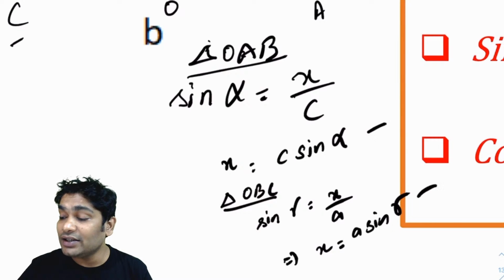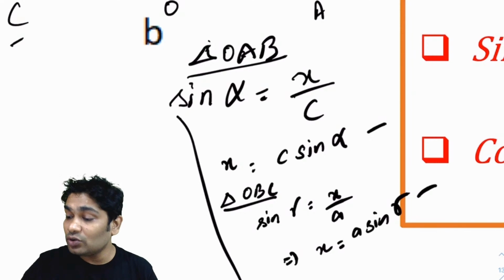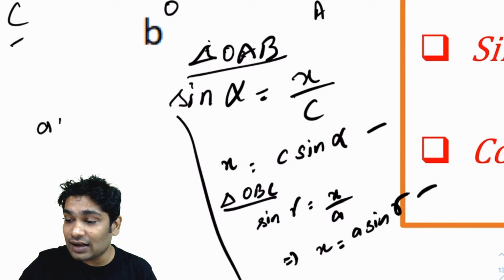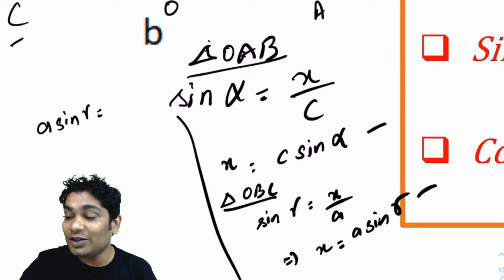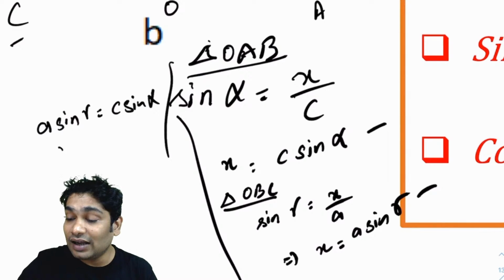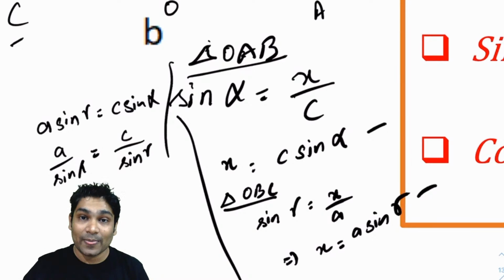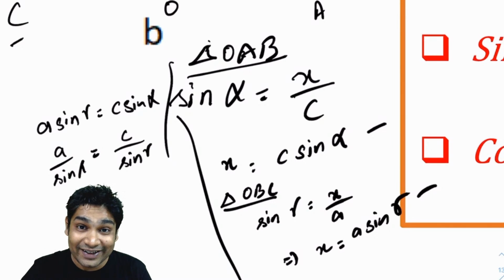Now I can equate these two. When I equate these two, what I get is a sine gamma equals c sine alpha, or I can say that a over sine alpha equals c over sine gamma. All right. So there's your proof for the sine rule.